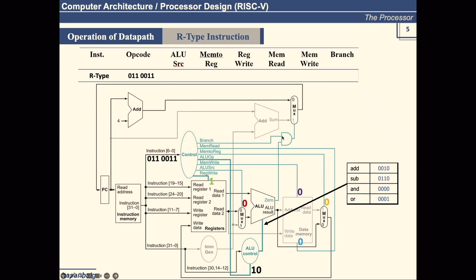What about the AND gate? This branch signal would be 0 because this is an R-type instruction. The control unit will specify the branch signal as 0 because it's not a branch instruction. For R-type, you're just going to the next instruction, right? Yeah, it's going to the next instruction. So because of this 0, it will select PC plus 4 as the address of the next instruction. Okay? Any questions?